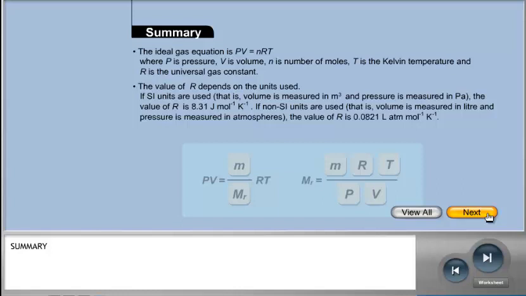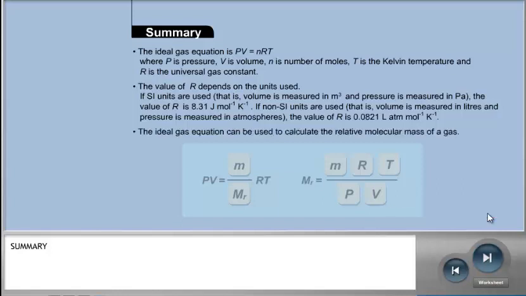If non-SI units are used, that is, volume is measured in liters and pressure is measured in atmospheres, the value of R is 0.0821 liters atmosphere per mole per Kelvin. The ideal gas equation can be used to calculate the relative molecular mass of a gas.